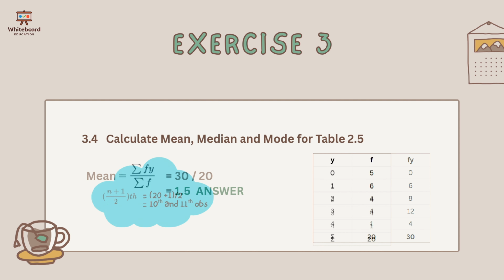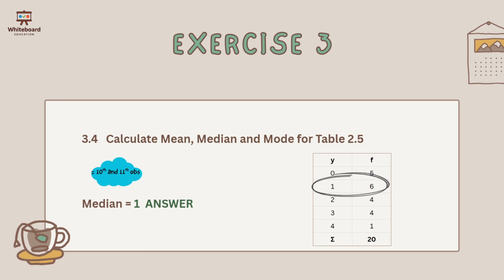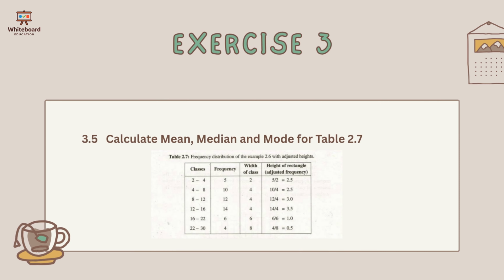For median, we first need to locate the observation. For that, we use n plus 1 over 2, which equals 20 plus 1 over 2. So we get the 10th and 11th observation, which is here. So we automatically know that the median is 1. And similarly, since 1 has the most frequency, it is the mode also. Next is 3.5, which is quite similar to the previous question.